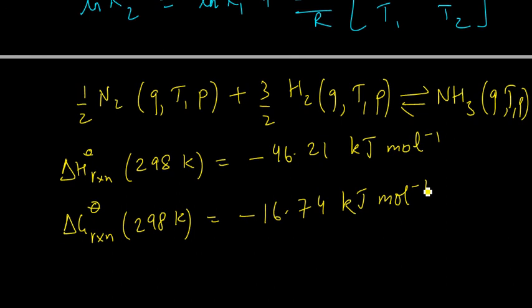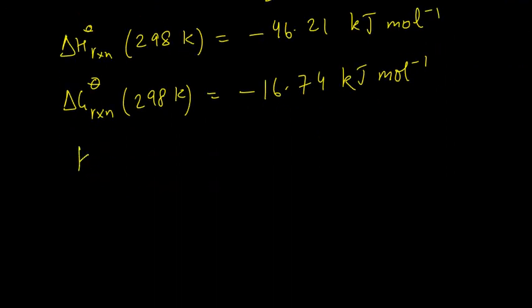So the reaction is spontaneous. I mean, delta G is negative, right? Let's calculate Kp for this, the equilibrium constant Kp. That would be the pressure of ammonia divided by pressure of hydrogen to the power 3 by 2, pressure of nitrogen to the power half. Yes.